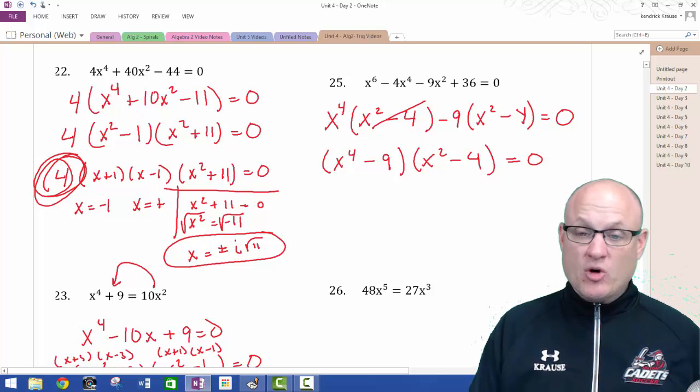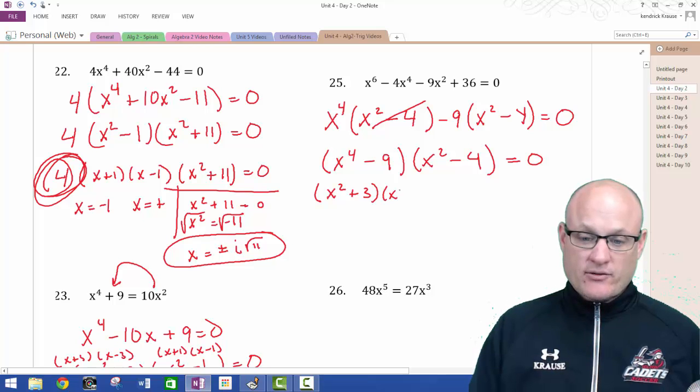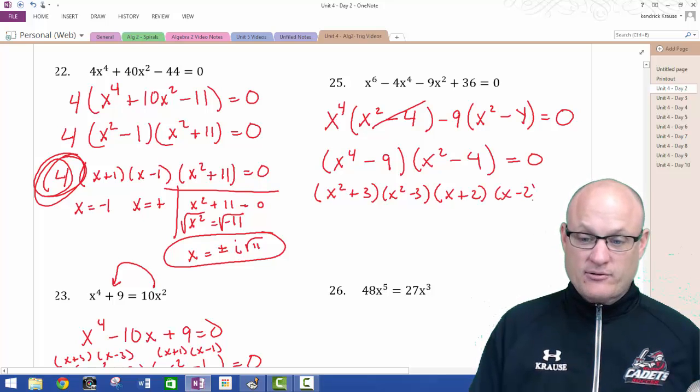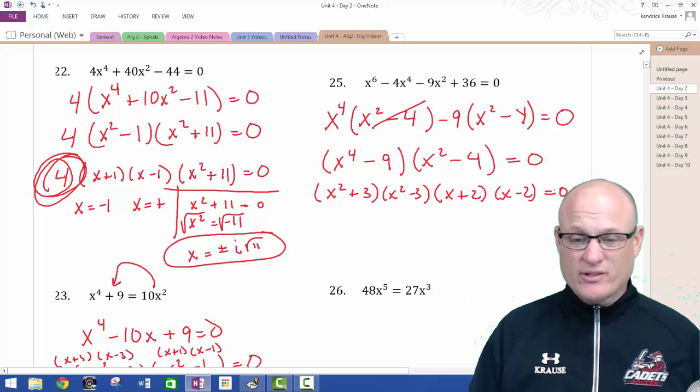Wow. I'm going to keep going on this one. There's a lot of factoring left to do on this one. No, not a lot. This one's x squared plus 3, x squared minus 3. This one is x plus 2, x minus 2. Crazy solutions on this one.